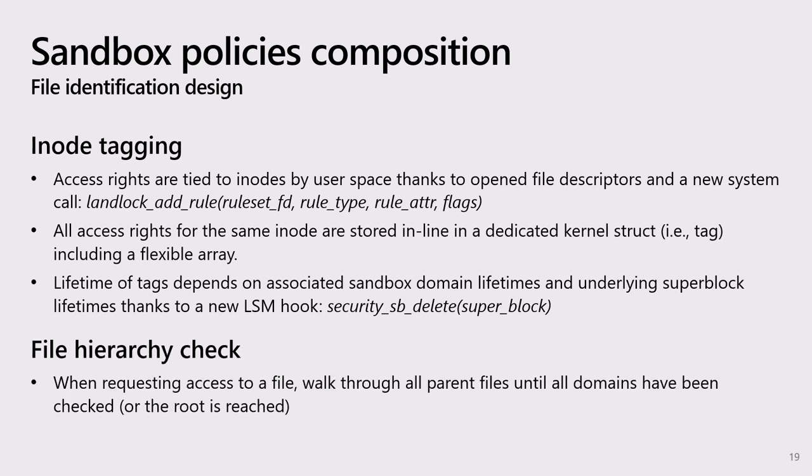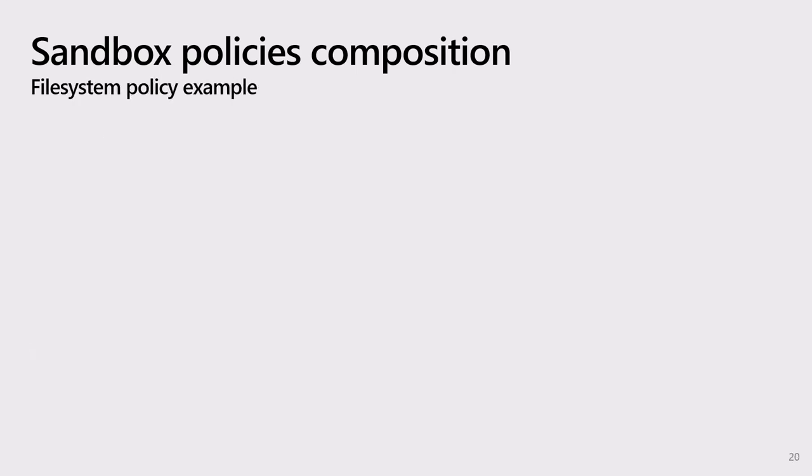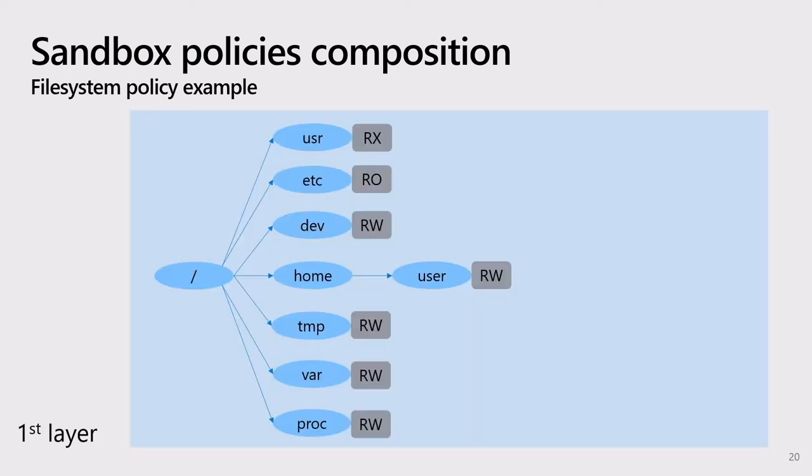The second part is to check file hierarchy. When requesting access to a file, we walk through all parent files until all domains have been checked or the root is reached. Now let's see an example. Let's say there is a shell application that wants to sandbox a user session. This is the first layer of sandboxing, and there are 7 rules. There's one to allow execution of other applications, one to read the configuration, and other access rules to enable read or write for specific directories, including the user home directory.